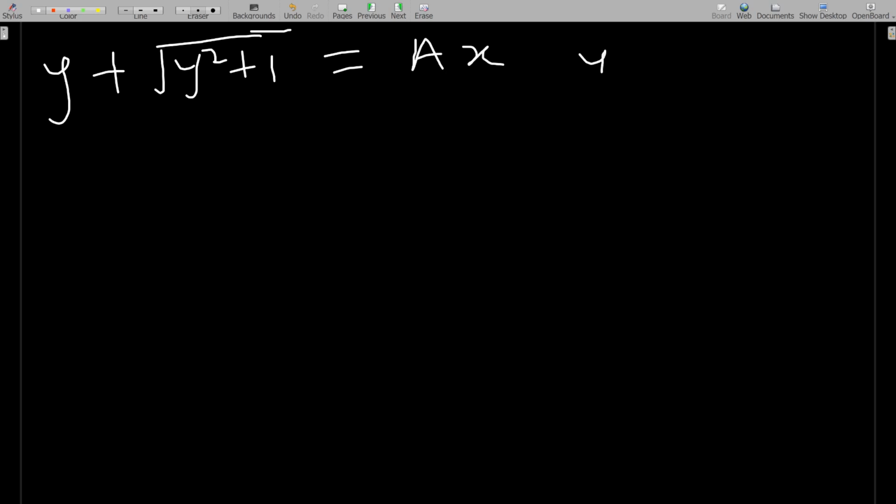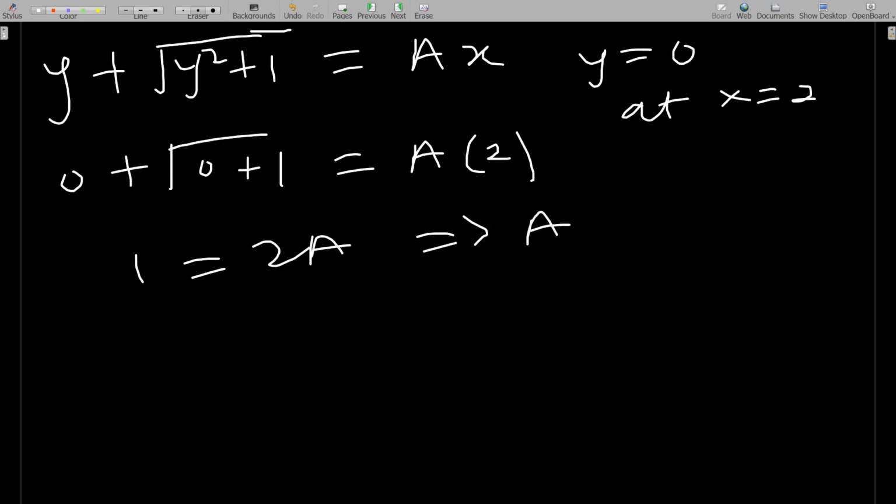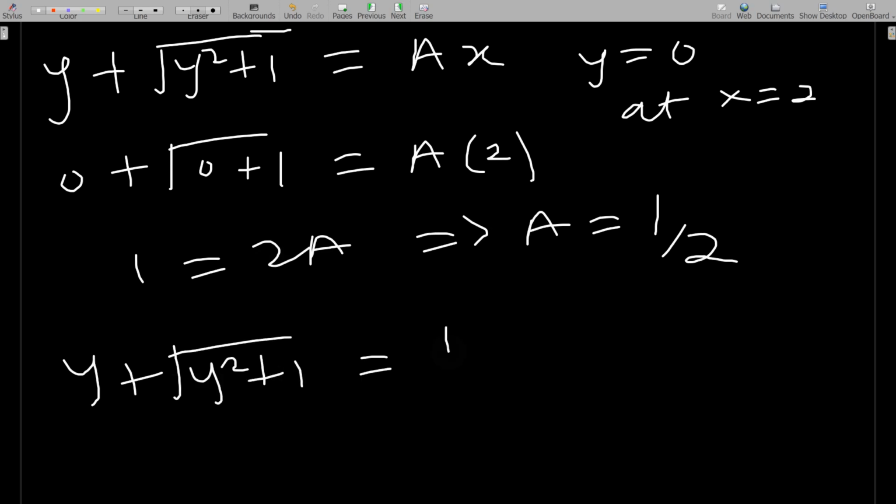But y is equal to what? y is 0 at x equals what? 2. So putting y equals 0 here, I have 0 plus the square root of 0 plus 1 equals, putting x equals 2, 2a. So I have 1 equals 2a. This implies that a equals what? Half. Meaning y plus the square root of y squared plus 1 should be equal to half x.